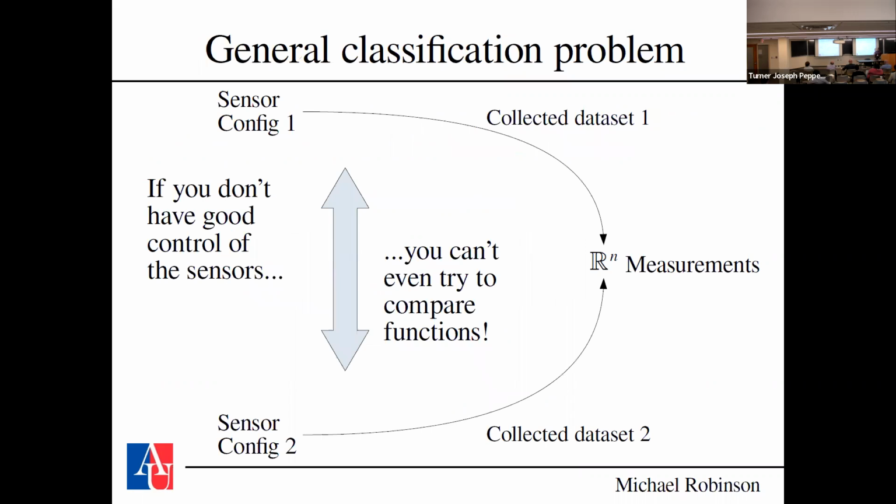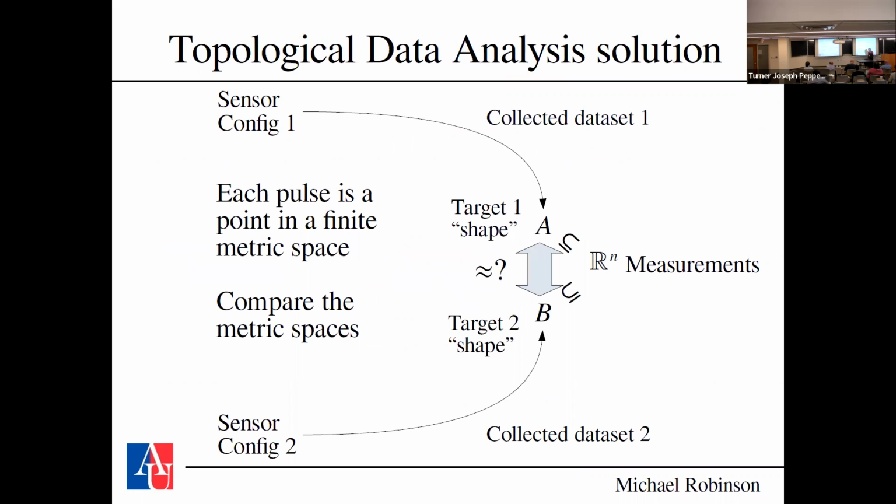If I don't have good control of the sensors, well, then these configuration spaces may be vastly different. And so it's very hard to compare these two functions because although the ranges are the same, the codomains are the same, the domains are not. What do I do? Well, that's a real problem. Well, one idea is to say, well, let me just look at the images. If I just look at the images of these two functions, I now have data that live in the same space. And in fact, this is something that people who study topological data analysis have been thinking about.